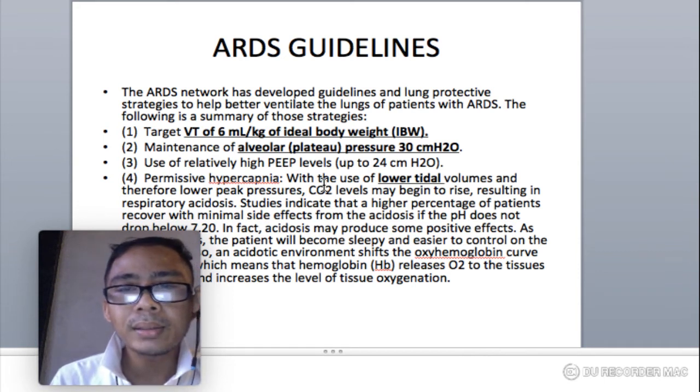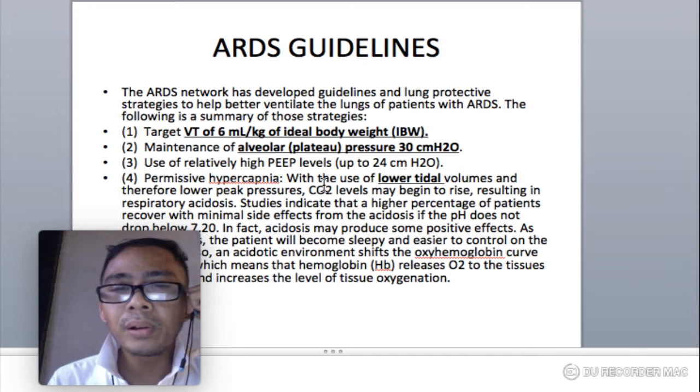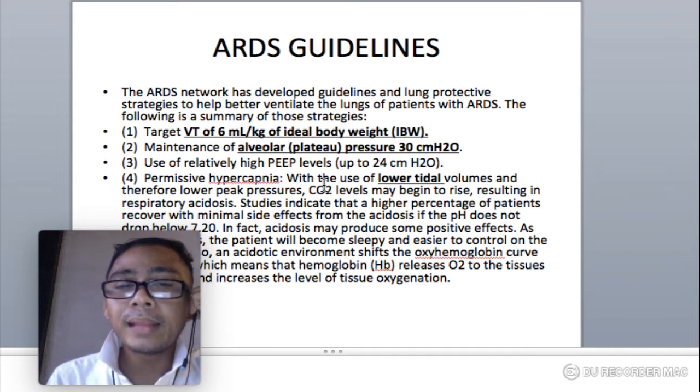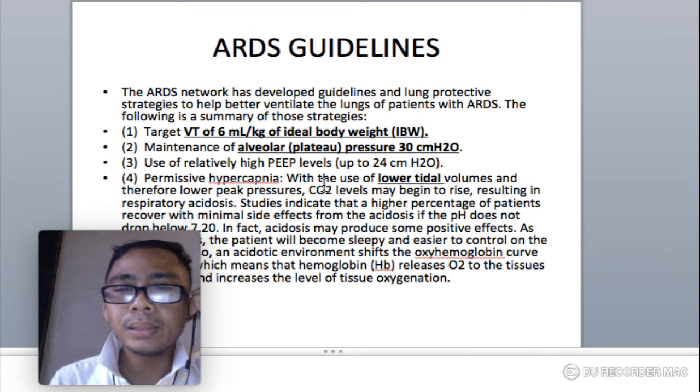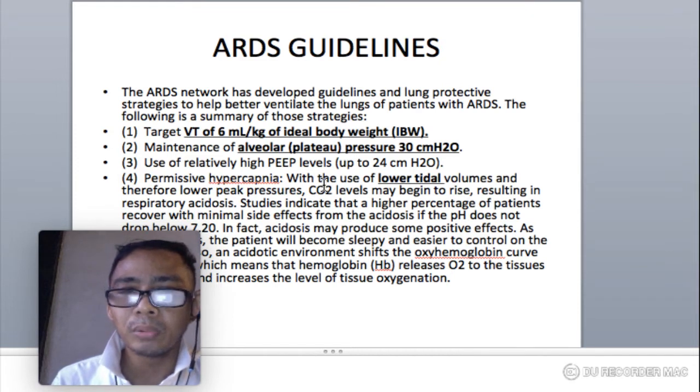Second, a strategy or suggestion of the ARDS guideline is maintenance of alveolar or plateau pressure of less than 30, or within 30 centimeters of water. This is one reason to avoid barotrauma. So the guidance says that the plateau pressure must be less than 30 centimeters of water.